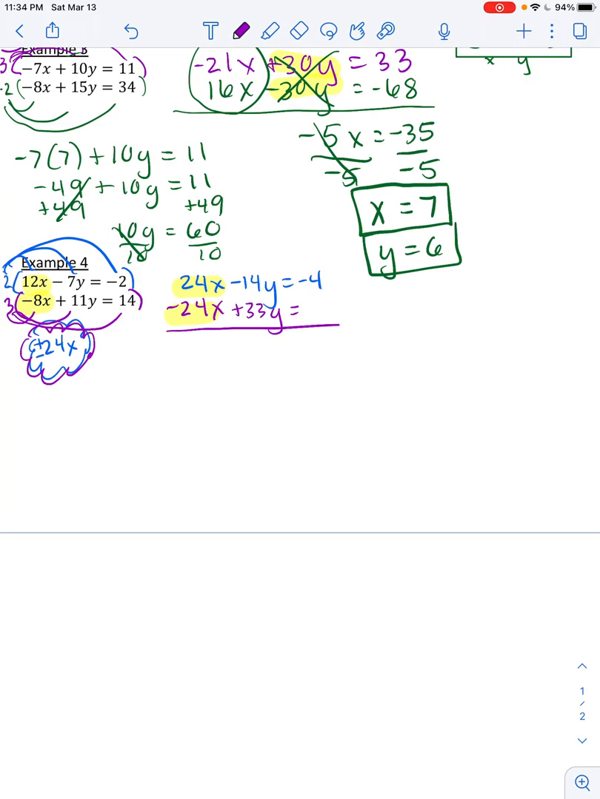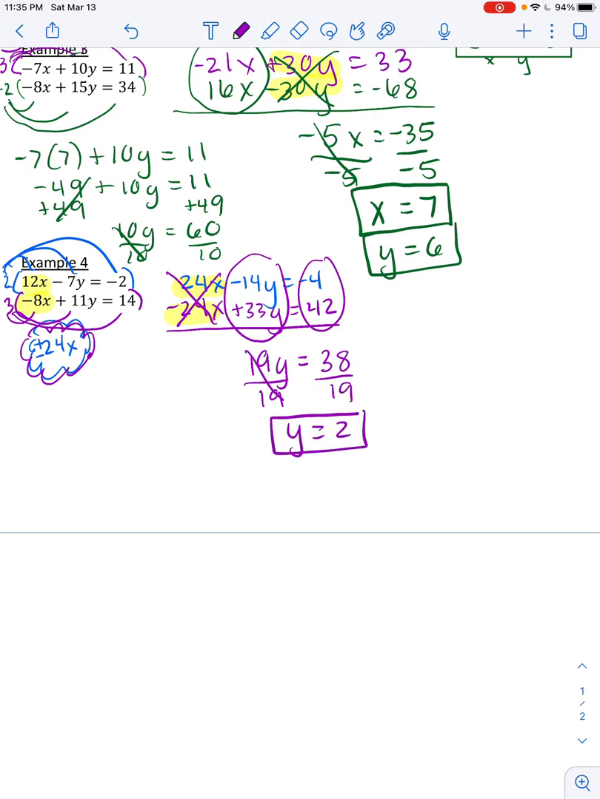Then I'm going to go ahead and use my 7-3 skills to do elimination. Positive 24 and negative 24x I created so they would eliminate. I have a negative 14 and a 33. So together that makes 19y. And then with 42 minus 4, that gives me 38 from these two. Getting the y alone, I have to divide by 19, and y is 2.